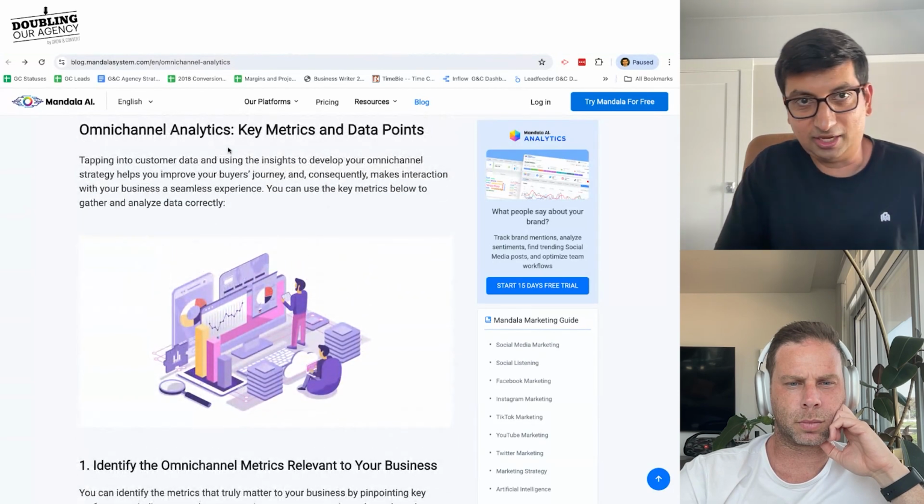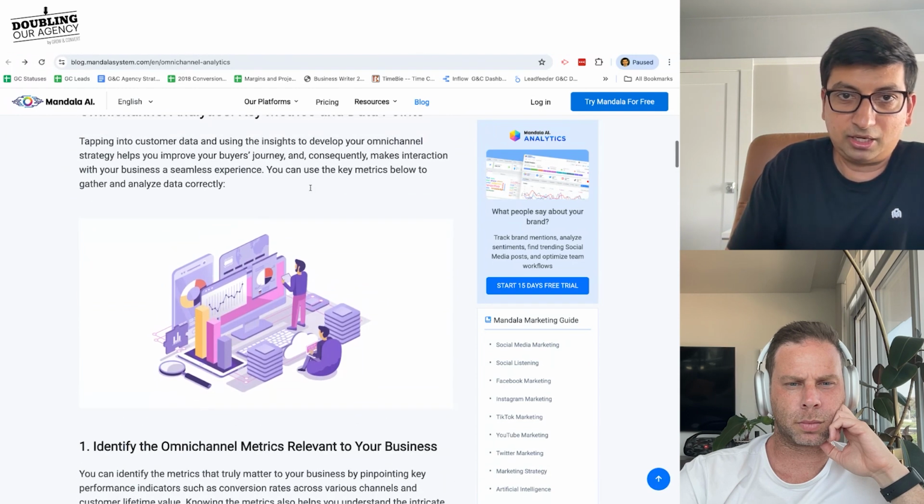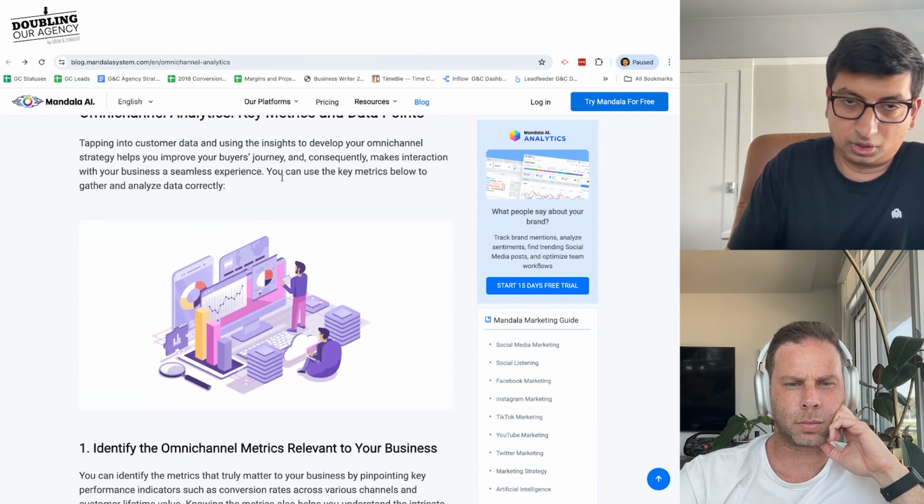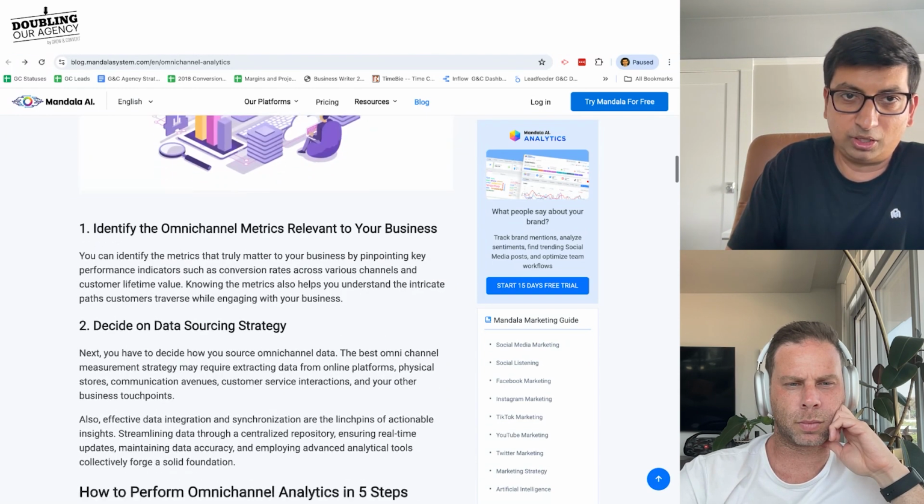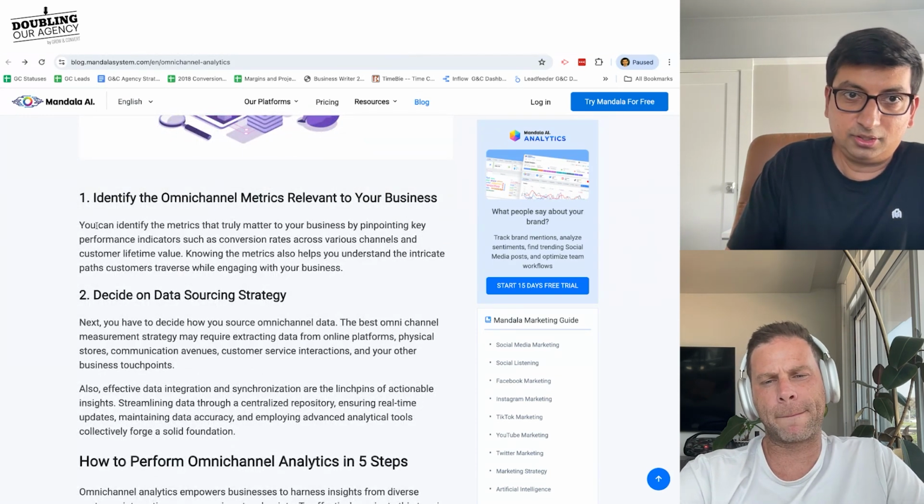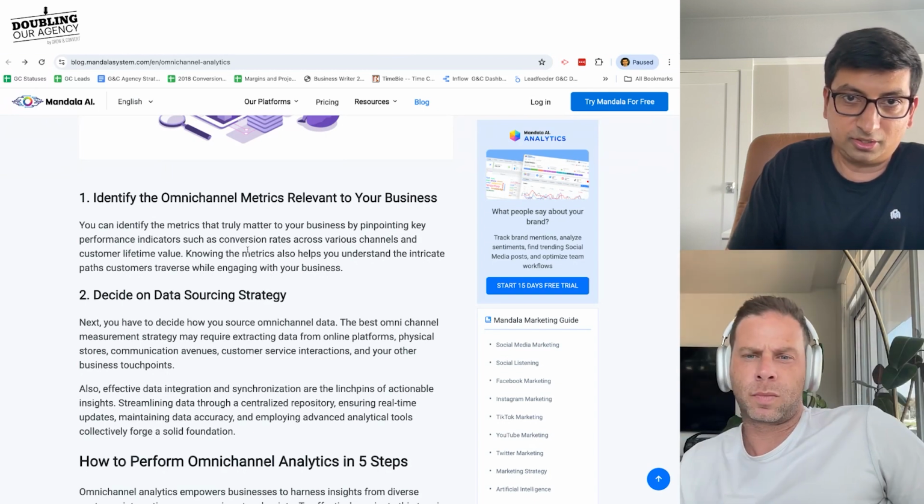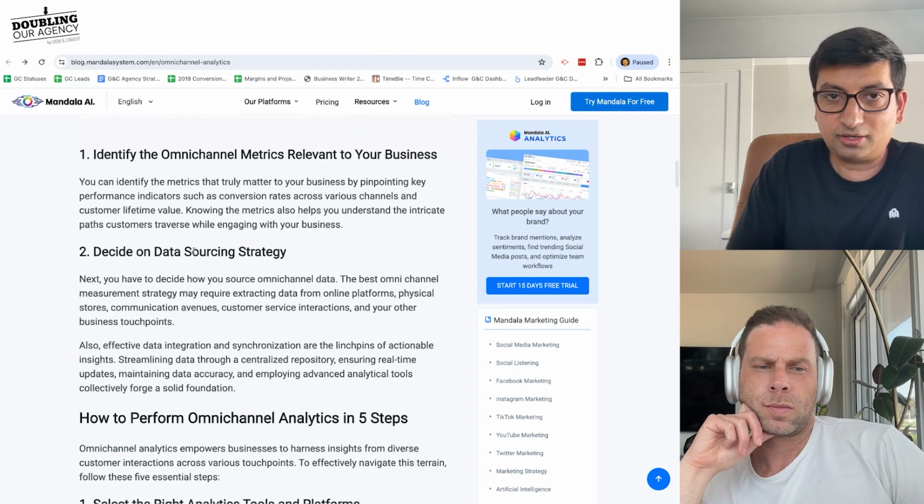If we just look at the headers, it has key metrics and data points, blah, blah, blah. It has so much of the jargony stuff that we've talked about. But number one, identify the omnichannel metrics relevant to your business. You can identify the metrics that truly matter to your business by pinpointing key performance indicators such as this, that, and the other. Decide on a data sourcing strategy.